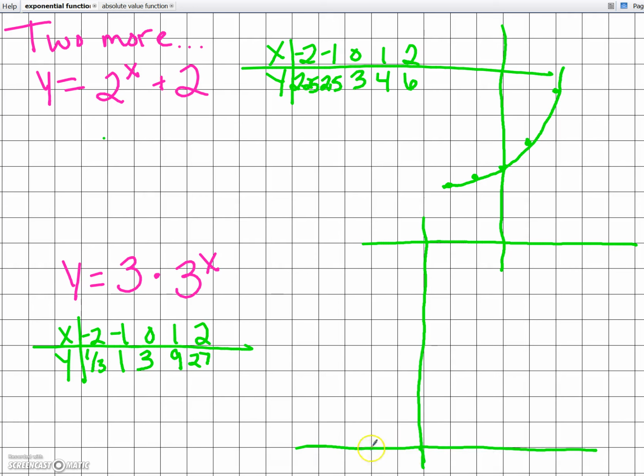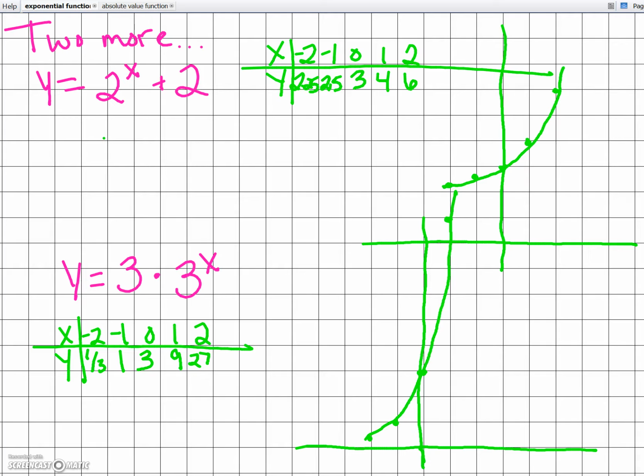Alright, so negative 2 goes to 1/3. Negative 1 goes to 1. 0 to 3. 1 to 9. 6, 7, 8, 9. And I'm not going to do the 27 because it skyrockets there. But you can see that we get the half going on.